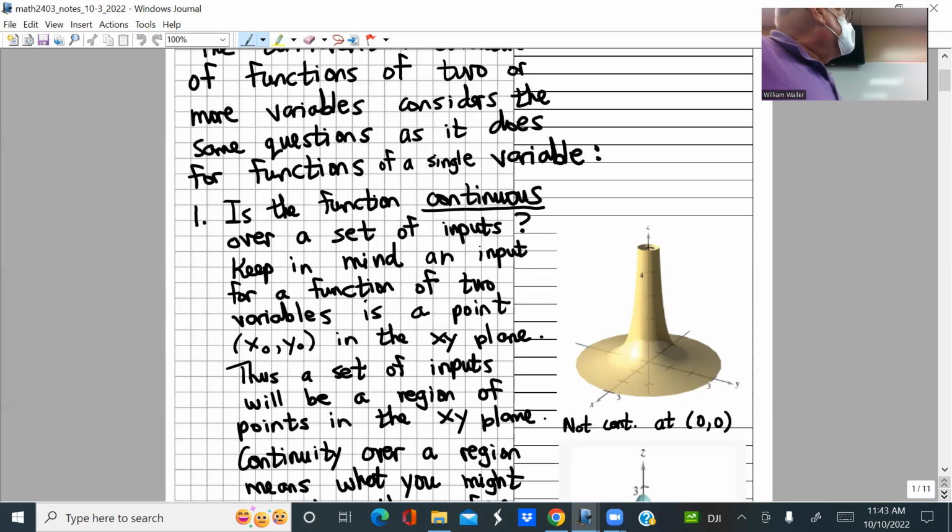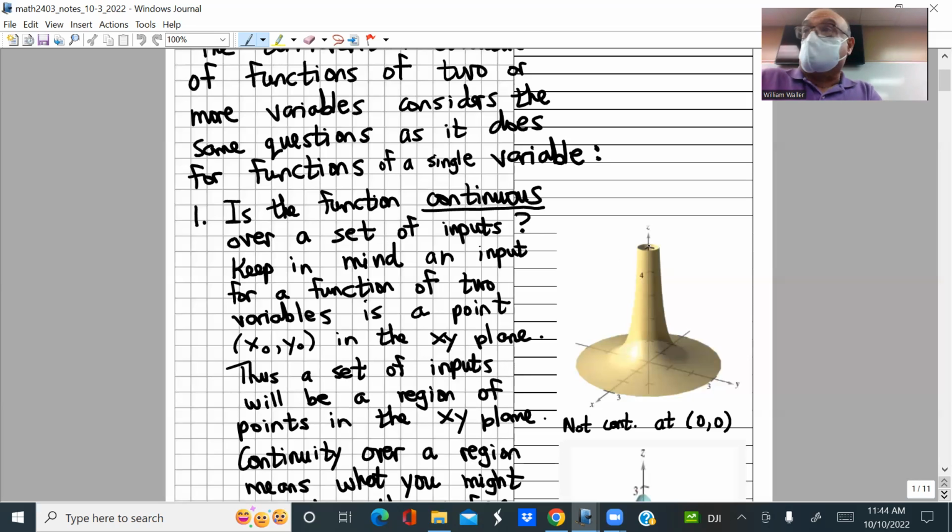I think it shows up later on in these notes, but we don't know it yet. So here's a two variable function, right? It's just a surface. So this function of two variables is not continuous at 0, 0, at the origin in the xy plane, because you can see there's going to be a hole there in the graph right there at the origin.